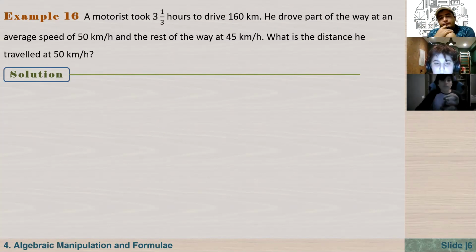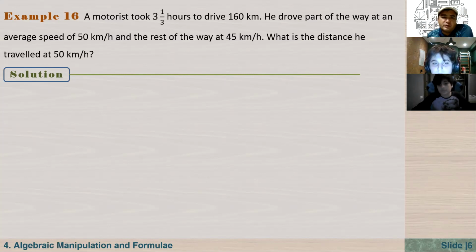Okay. A motorist took 3 1/3 hours to drive 160 kilometers. He drove part of the way at an average speed of 50 kilometers an hour, and the rest of the way at 45 kilometers per hour. What is the distance he traveled at 50 kilometers per hour? Okay, thank you very much.